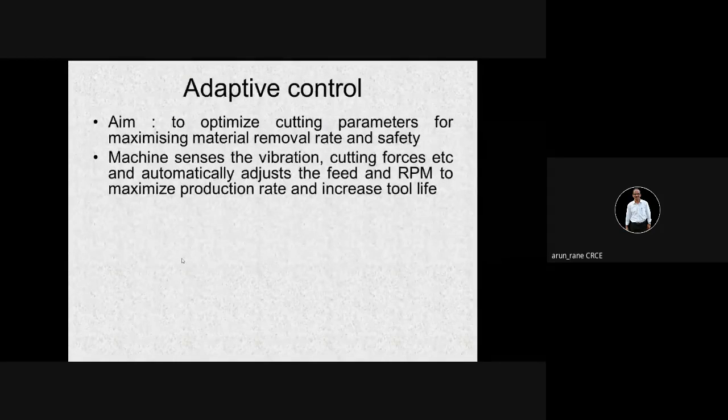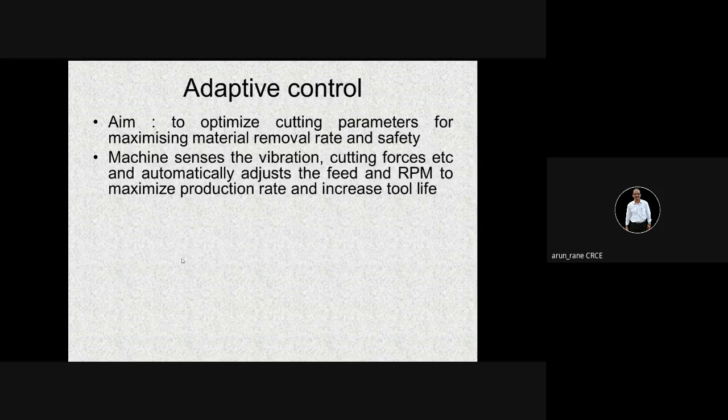There is a feature, an optional feature, called adaptive control. It will automatically increase or decrease the feed rates. Again, it is based on force measurement. Suppose the material is hard, isn't it?